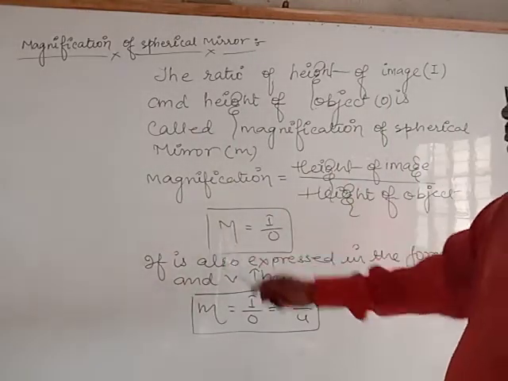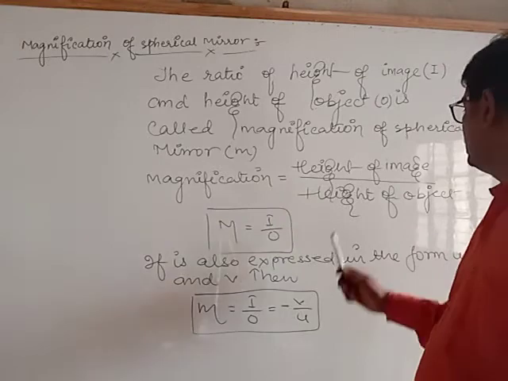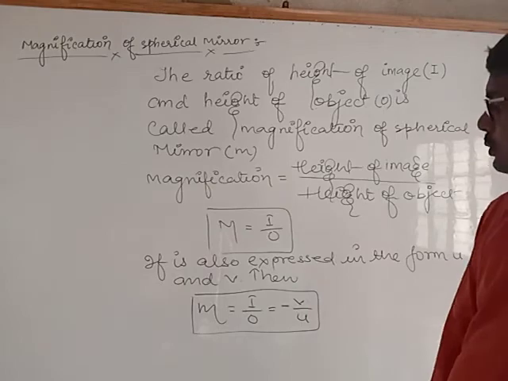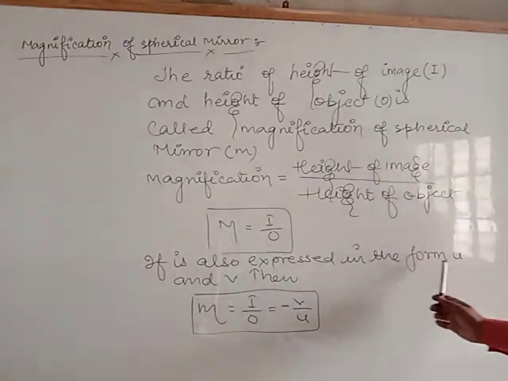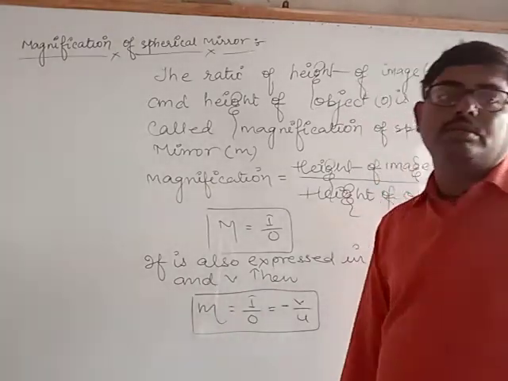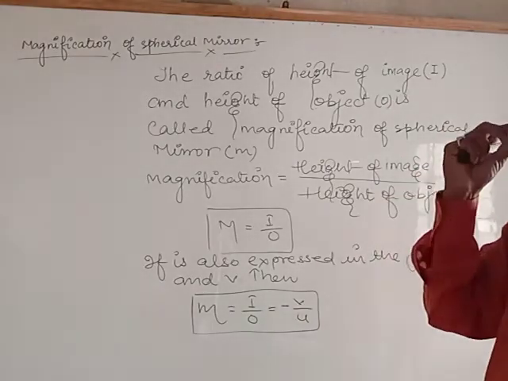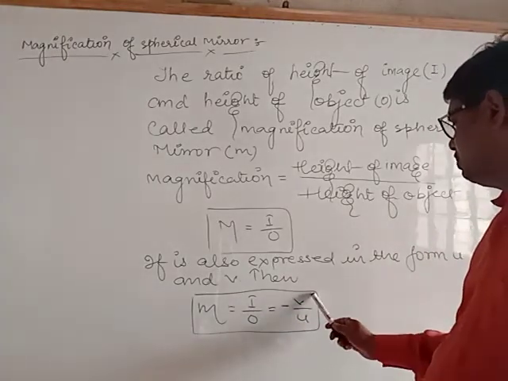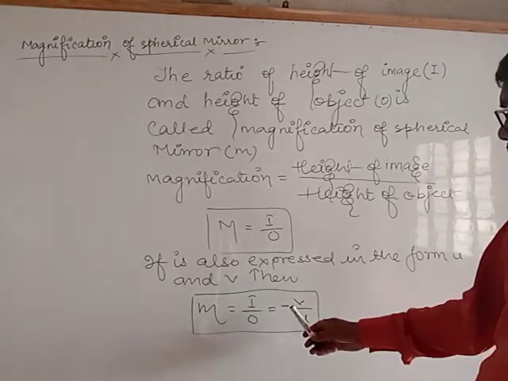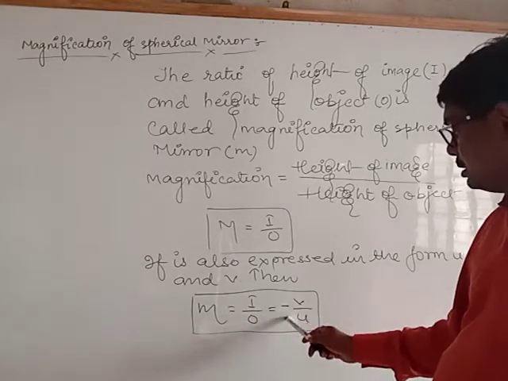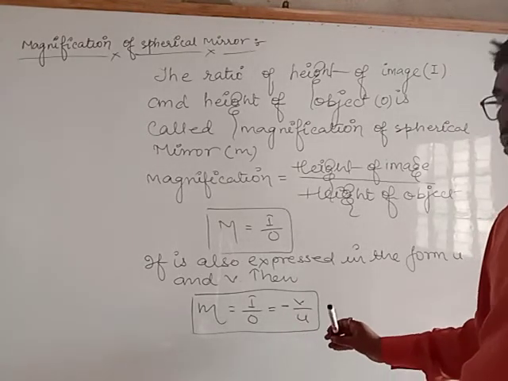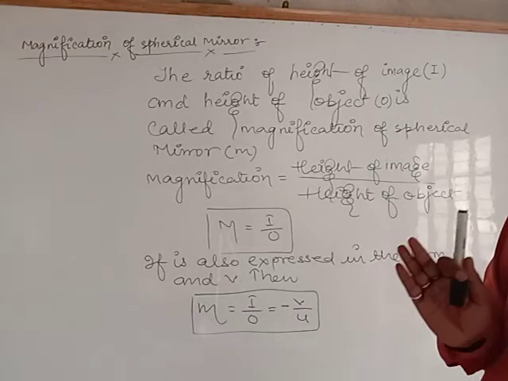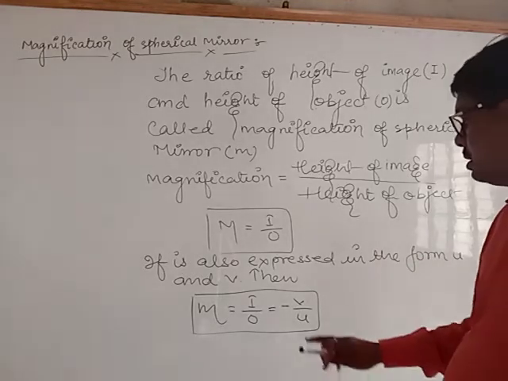Magnification is represented by m, height of image I and height of object O, so m is equal to I upon O. It is also expressed in terms of u and v, the distance of object and distance of image. Then m is equal to minus v upon u. The minus sign shows the object is always placed on the left side of the mirror, which is negative.